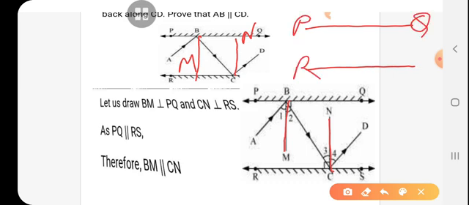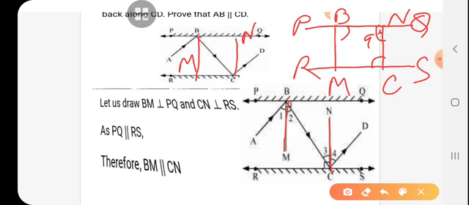Now listen, in another picture, if the lines PQ and RS are parallel, and I draw two perpendicular lines, BM and CN, then this angle is 90 degrees, this angle is 90 degrees, and this angle will be 90 degrees and this angle is also 90 degrees. It means both angles are 90 degrees, so every angle is 90 degrees. So the line BM will be parallel to CN. Clear?